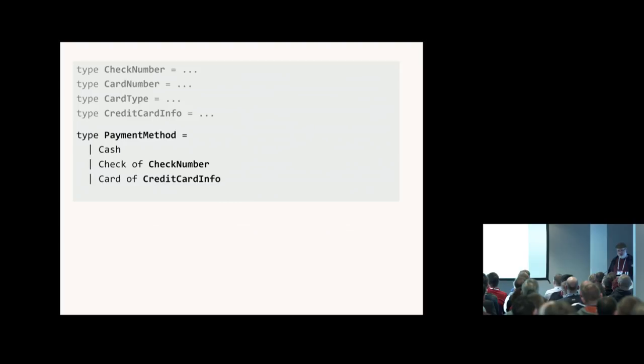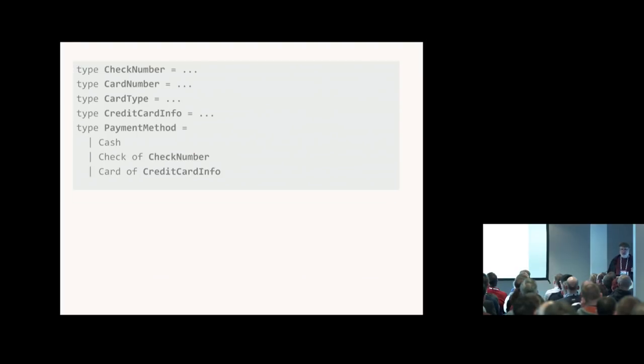There's no extra information with cash. For check, there's a check number. For card, the extra information is credit card info. That's a choice type, right? It's a choice with the vertical bars. It's one of those three things. And we can keep going.